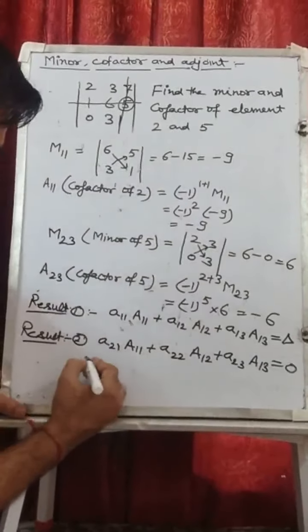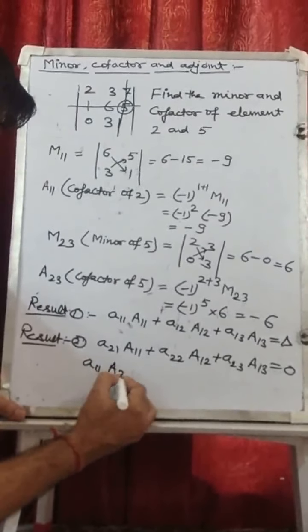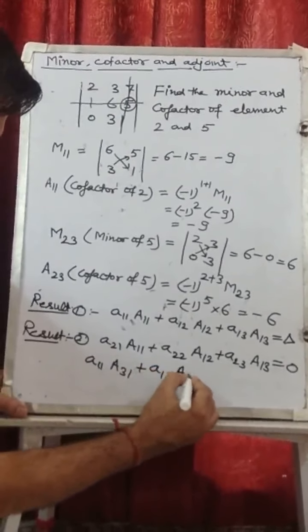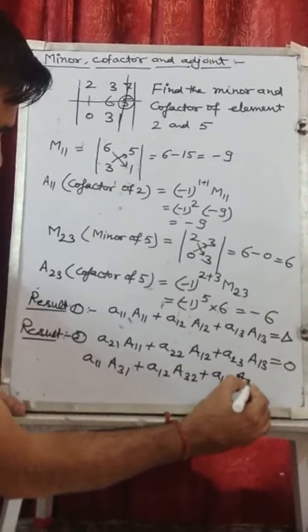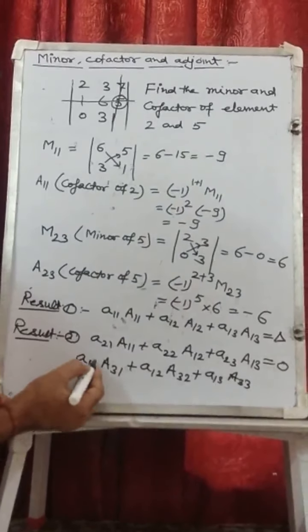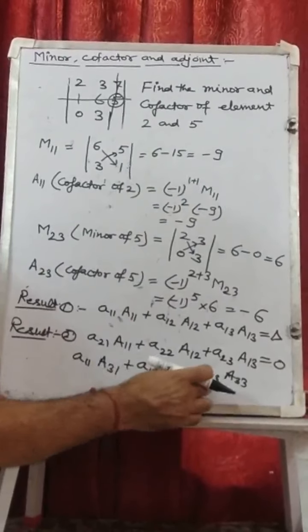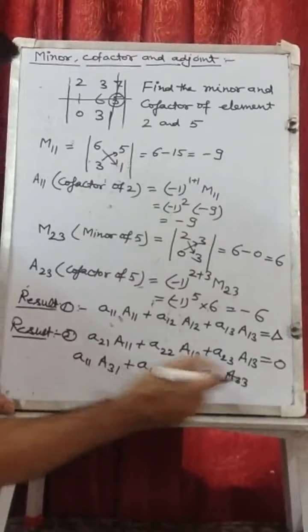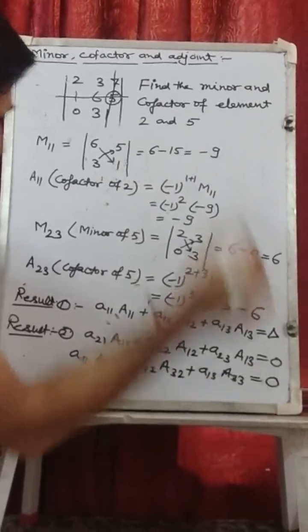We can also write it A11, A31, A12, A32, A13, A33. Here you are seeing the elements are from first row and the cofactors are for the third row. So their respective addition of multiplication will give you 0.